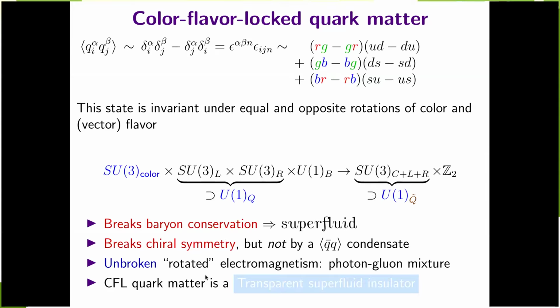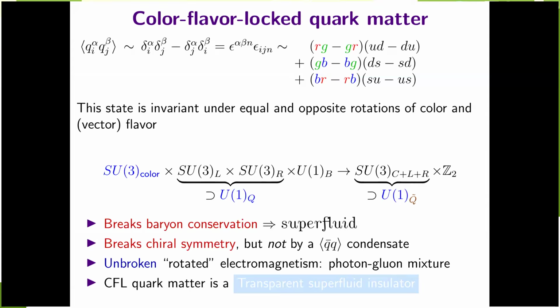So if you ask, what's the summary of what this color flavor locked quark matter looks like? The answer is it's a transparent superfluid insulator. Okay. Sorry, you can't read that on the screen here. The contrast works on the monitor, but it doesn't work on the projector, so I apologize for that. It's transparent because there's still a massless photon, and an insulator because it's gapped. All the fermions are gapped by the Cooper pairing. And it's still got a massless photon, which can propagate through unimpeded, so it's transparent, but it's a superfluid.